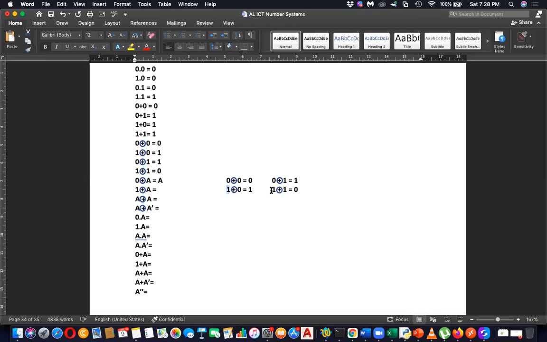Don't think about what is not changing. This is not changing, don't think about that. This is changing. If this is 0, this will become 1. If this is 1, this will become 0. So if 0 becomes 1 and 1 becomes 0, what is the value of this one? It is A naught. If A is 1 it becomes 0, and if A is 0 it becomes 1. Understood or not?